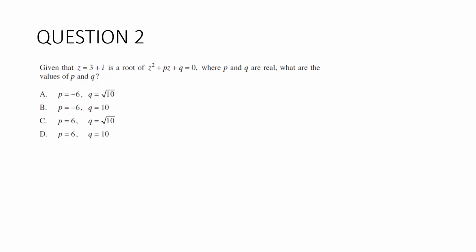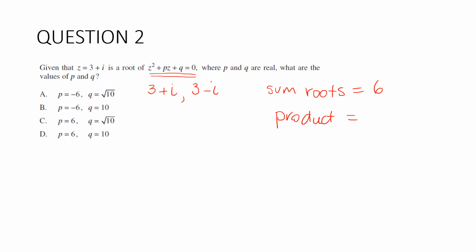Question 2. Given that z is equal to 3 plus i is a root of this equation, where p and q are real, what are the values of p and q? So we've got real coefficients here, which means that the roots of the equation are going to be 3 plus i and 3 minus i. Now, the sum of the roots is equal to 6, and the product of the roots is equal to 3 plus i multiplied by 3 minus i, which is 9 plus 1, which is 10.